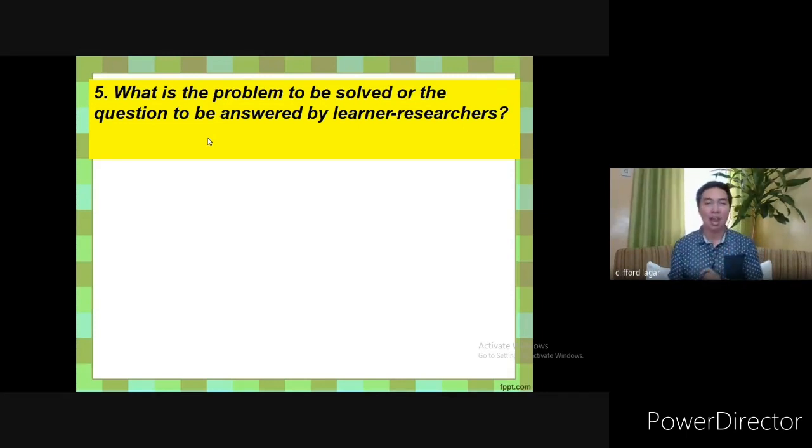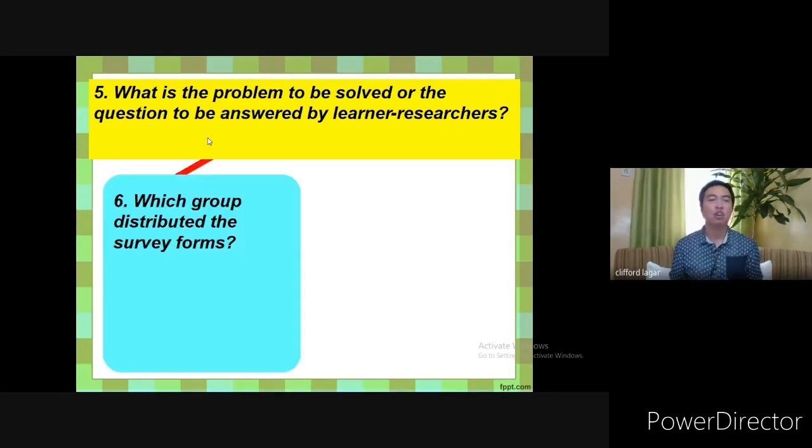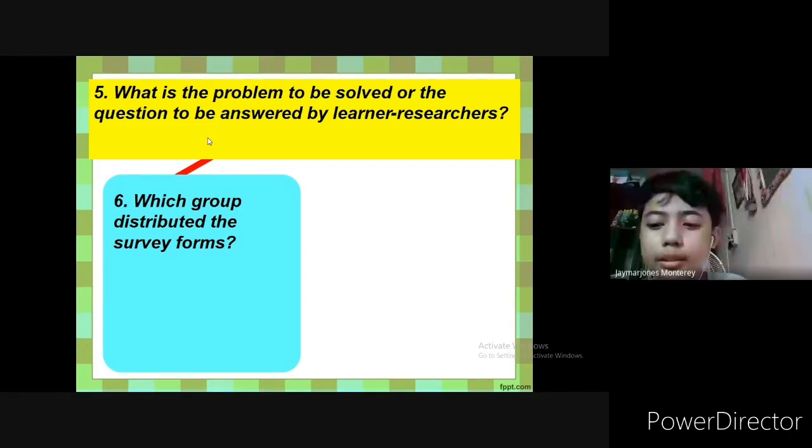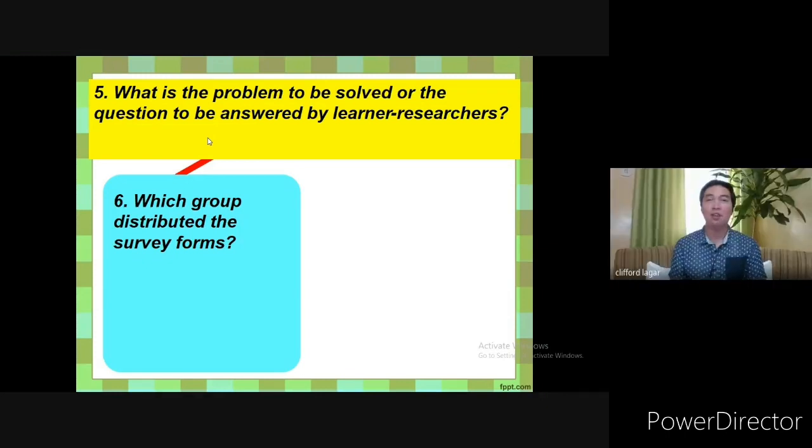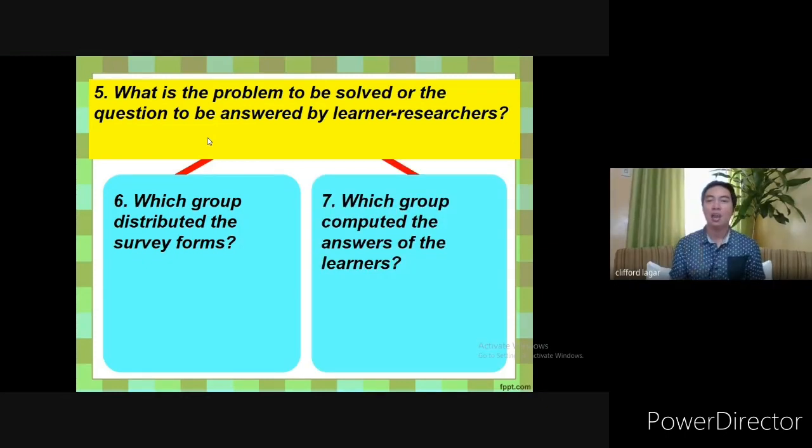Very good. Now, number 6. Which group distributed the survey forms? Go ahead, Jones. The group 1 distributed the survey forms. Okay, the group 1 distributed the survey forms. Correct. Now, number 7. Which group computed the answers of the learners?